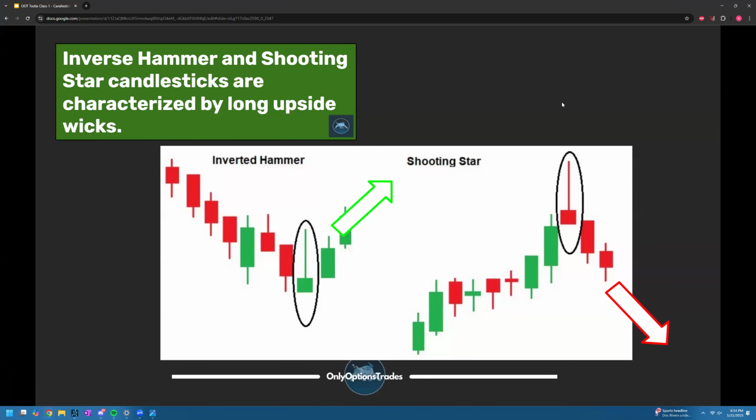And again, this is another set of candles where the context certainly matters. You're not going to have this inverted hammer without first having a downtrend, and you're not going to have this shooting star without first having an uptrend.